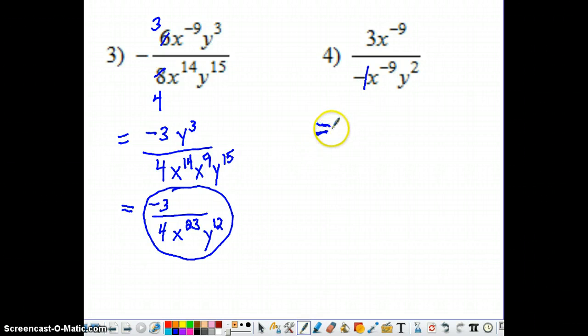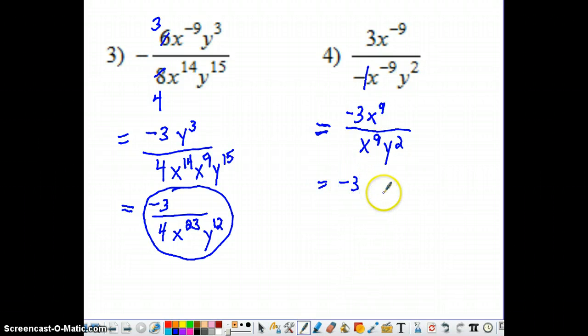Alright, so we have an equal sign. I'm going to just make this negative 3. 3 over negative 1 is negative 3, so I can do that. The x's both have negative exponents, so they're going to switch. The one downstairs comes up, and the one upstairs comes down. Seems kind of weird, but then they become positive, and the y's stay put. Alright, so the negative 3 stays. These x's actually cancel each other out. You subtract them, they cancel out. So the only thing we have left is the y squared downstairs. So our final answer for this problem is negative 3 over y squared.